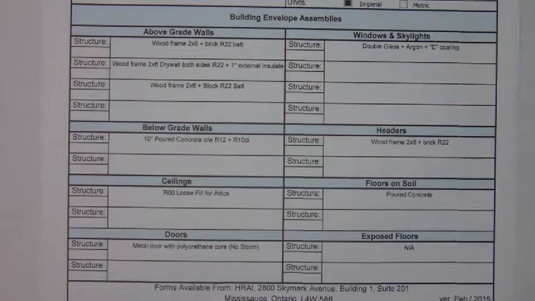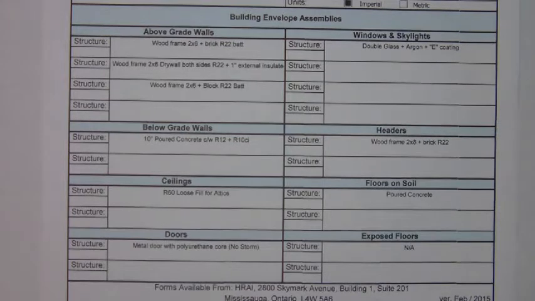The second is wood frame 2x4 drywall both sides with R22 plus 1-inch external insulation. This happens to be a frame partition between the house and the garage. The third structure is a wood frame 2x6 with a concrete block as well as R22 fiberglass batt insulation. This as well is another wall assembly that separates the house from the garage.